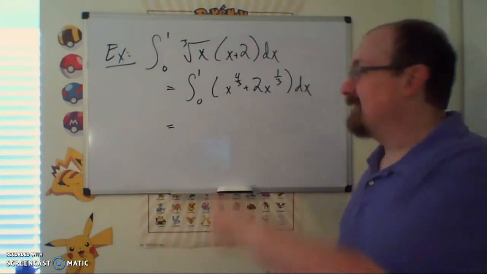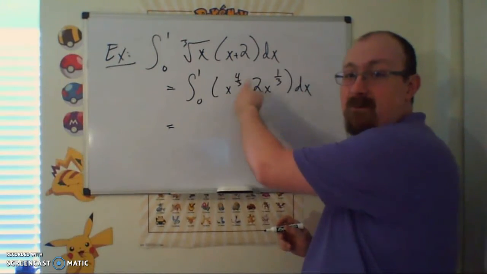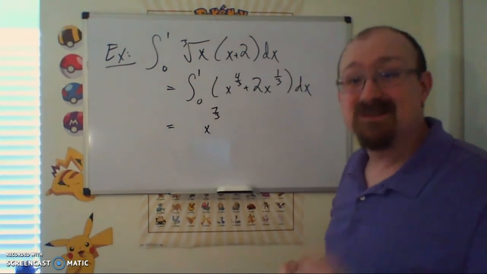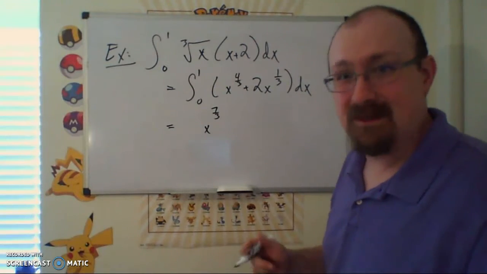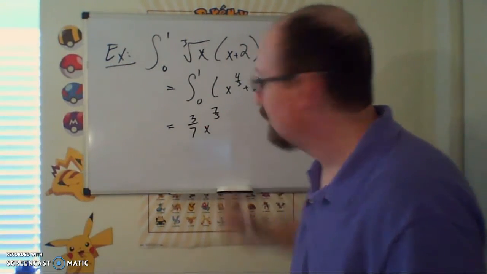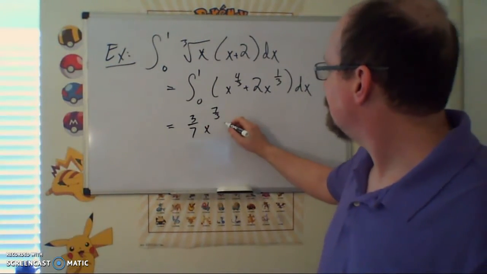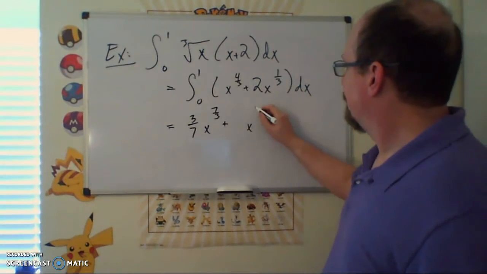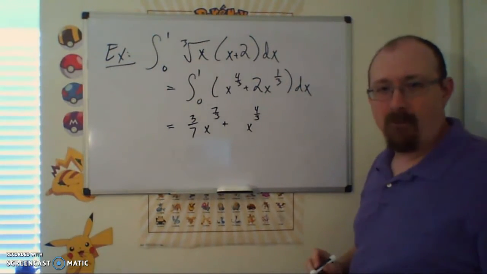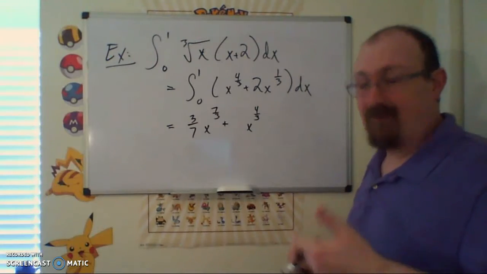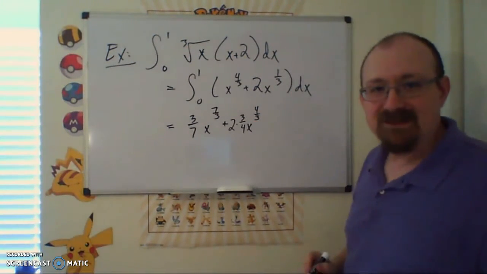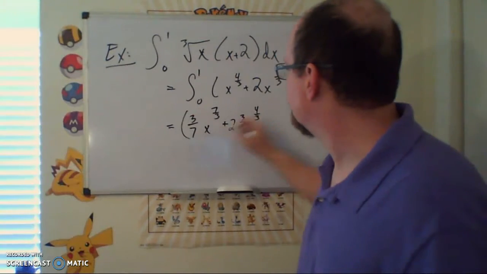Now I need antiderivatives. I add 1 to this exponent. 4/3 plus 1 would give me x to the 7/3. Dividing by 7/3 is the same thing as multiplying by the reciprocal, the 3/7. All right, here, adding 1 to that exponent would take me up to 4/3. Dividing by 4/3 is like multiplying by 3/4. Don't forget that 2 that's hovering around out front.